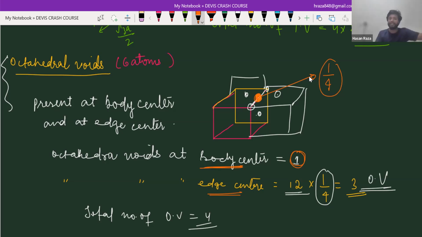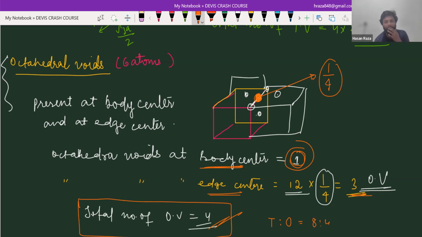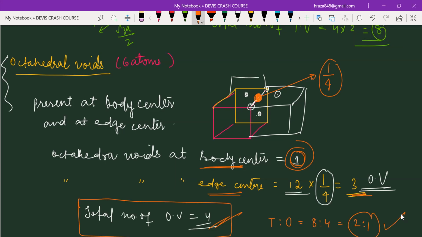And we have 12 edge centers, due to which we get 3 octahedral voids at the edge centers. Plus, we already have the octahedral void at the body center, due to which the total number of octahedral voids in a cube is 4. So the ratio of tetrahedral to octahedral will be 8:4, that is equal to 2:1. Please do write it.